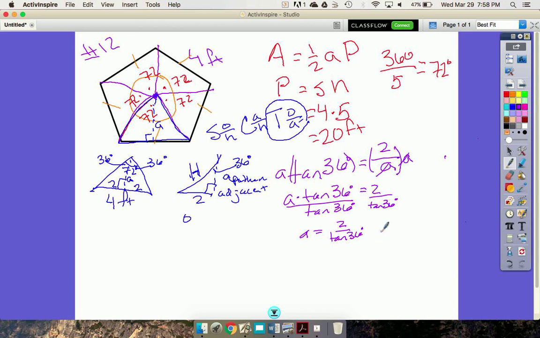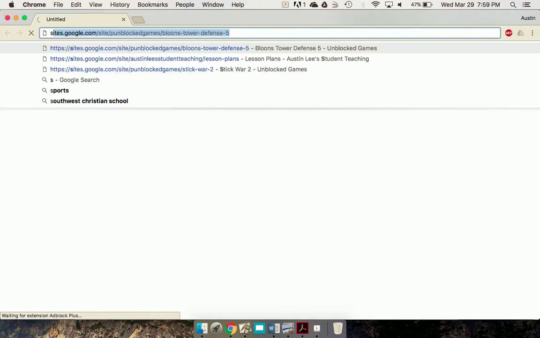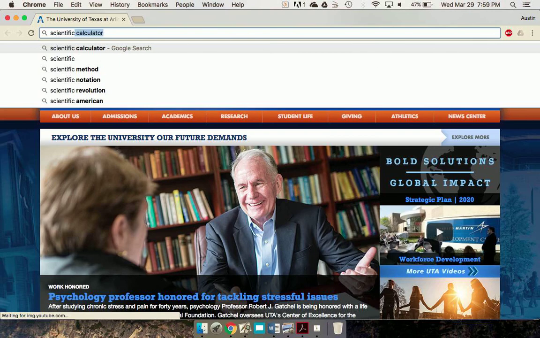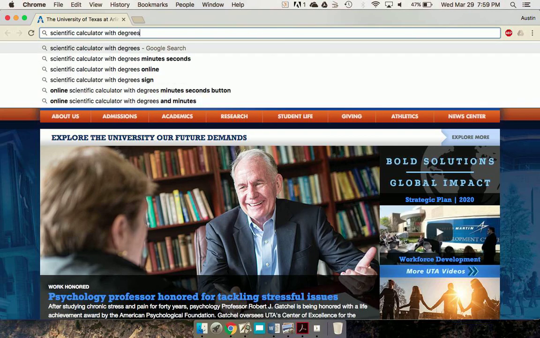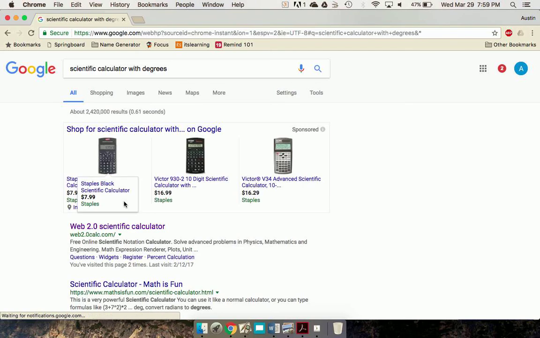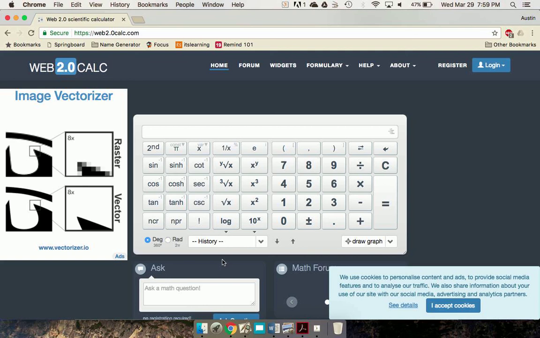If you're at home, you can search for a scientific calculator and go online. So let me do that so you guys can all be on the same page. I'm going to go over here and show you where I can do this so that none of you get confused. We can do it as long as we have internet, right? So we can search scientific calculator with degrees. That'd probably be a big thing to have. And there we go. Web 2.0 scientific calculator. I've used it before. Awesome.